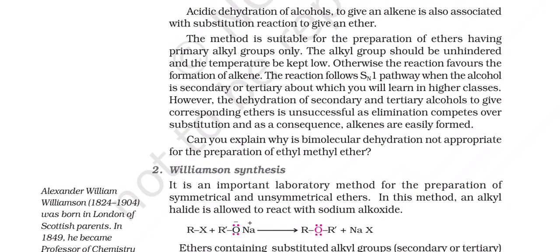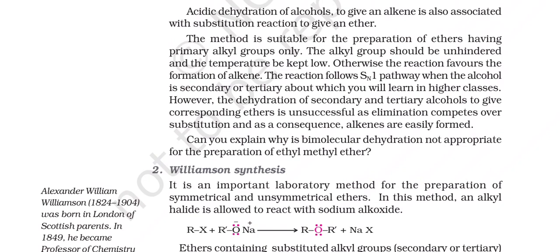Acidic dehydration of alcohol to give an alkene is associated with a substitution reaction to give an ether. The method is suitable for the preparation of ethers having primary alkyl groups only. The alkyl group should be unhindered and the temperature kept low, otherwise the reaction favors the formation of alkene. The reaction follows the SN1 pathway when the alcohol is secondary or tertiary, about which you will learn in higher classes.